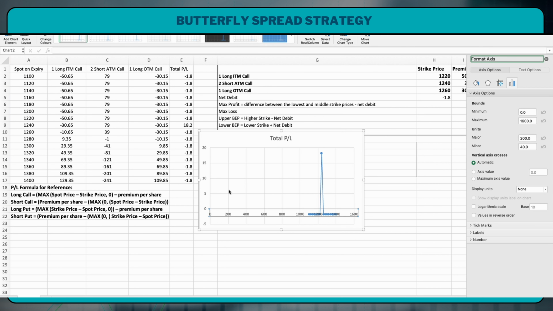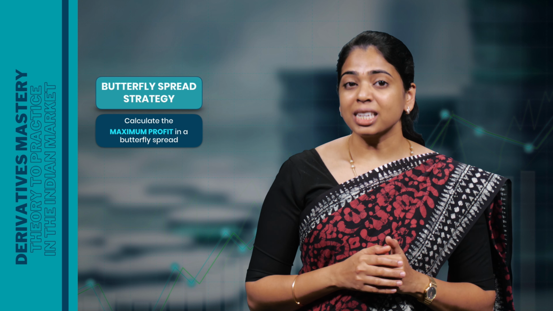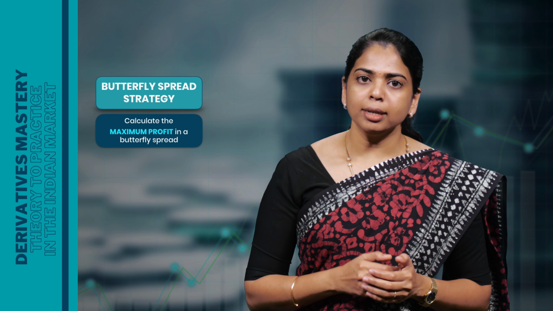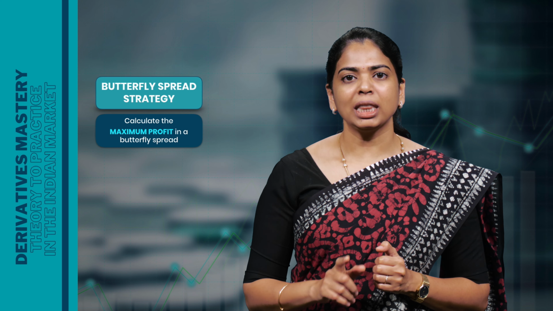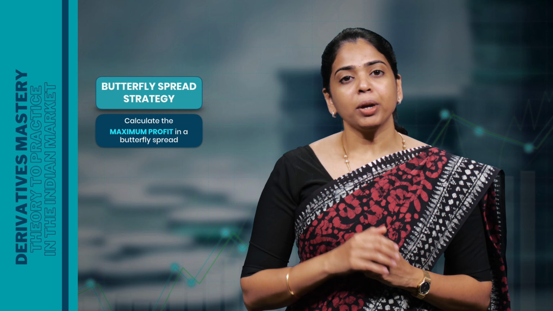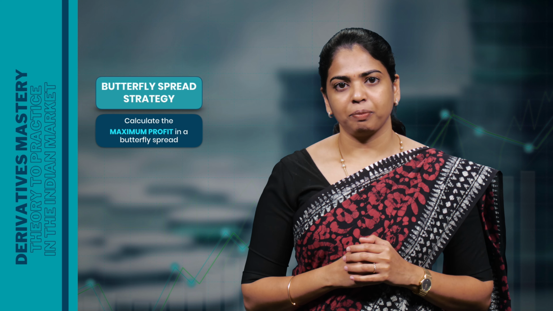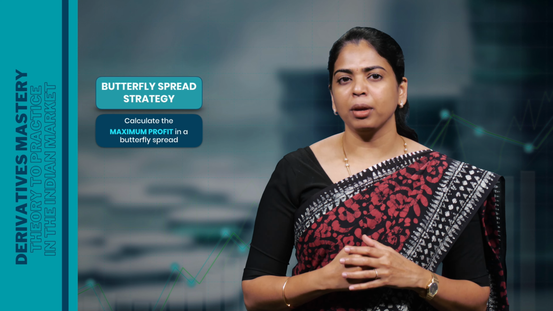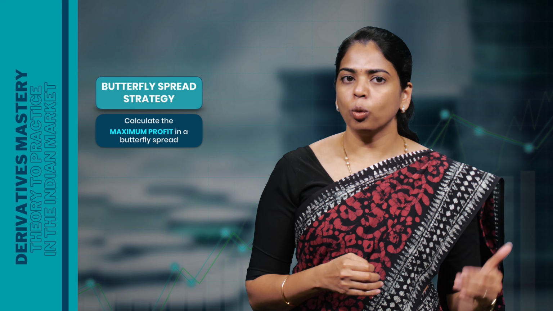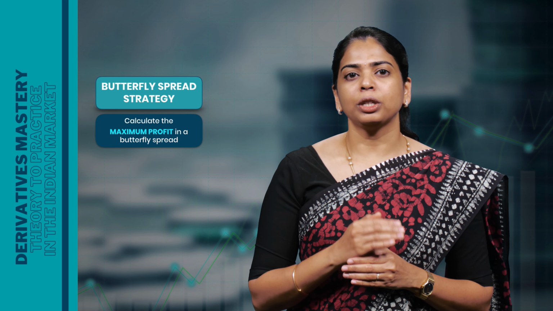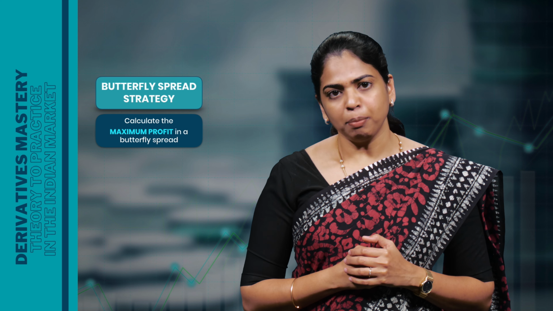Alright, let's take a closer look at how we calculate the maximum profit in a butterfly spread. The maximum profit happens when the stock price at expiry is exactly equal to the middle strike price. So in our example, that's 1240. Why? Because at this point, the options you sold at the middle strike price expire worthless. So this allows you to keep the full premium from selling those options. Meanwhile, the other options you bought, at the lower and the higher strike prices, ensure that your overall position is profitable.